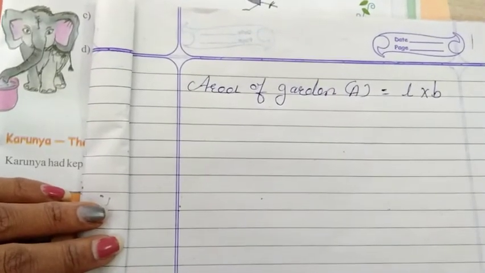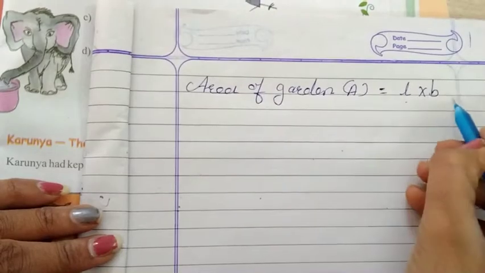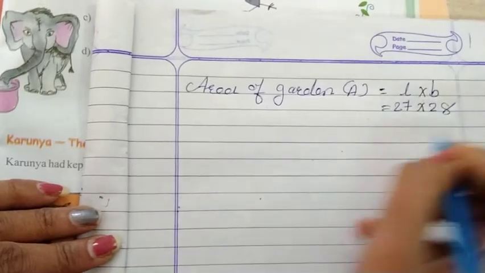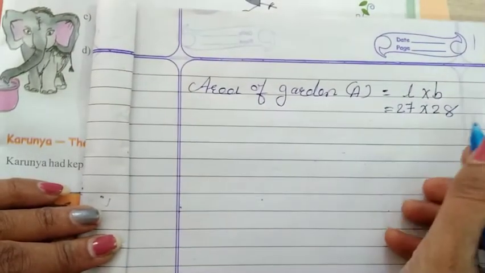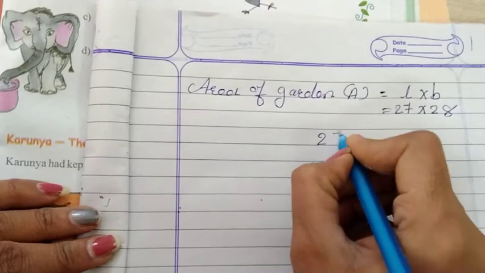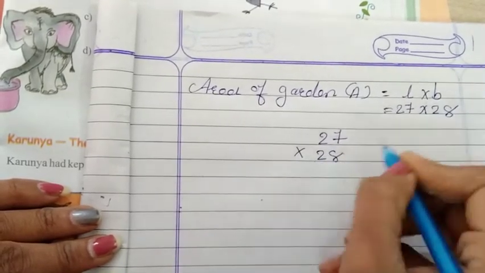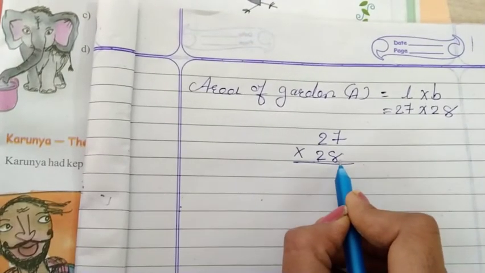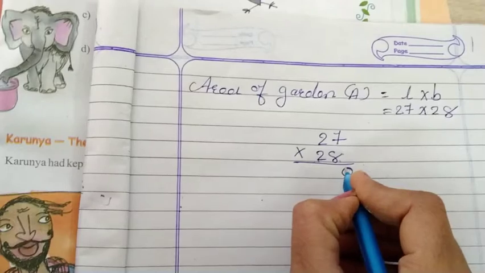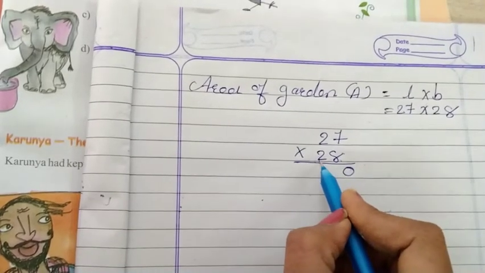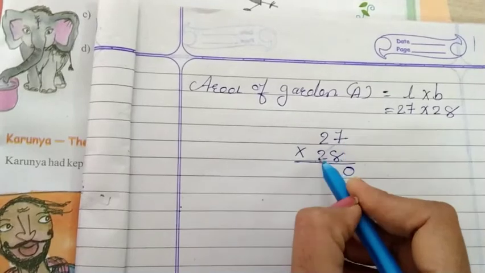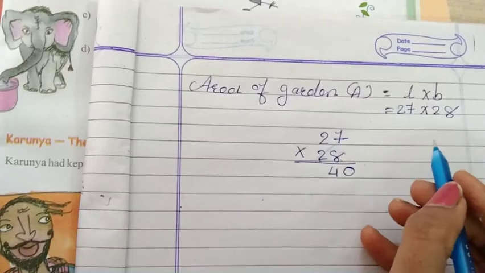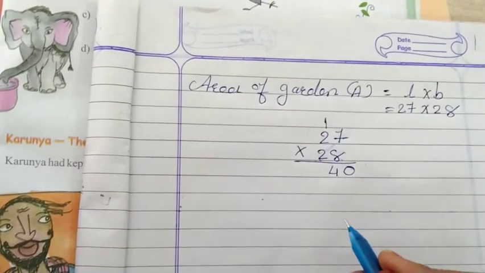Area of garden A is equal to L into B, length multiplied by breadth. So 27 multiplied by 28. Let's do the multiplication here. 27 by 28. We will start from 2. Right side of 2, there is 1 digit, so we will put here 1 zero. Then we will start from 2. 2 sevens are 14, 4 is here and 1 is carried forward.